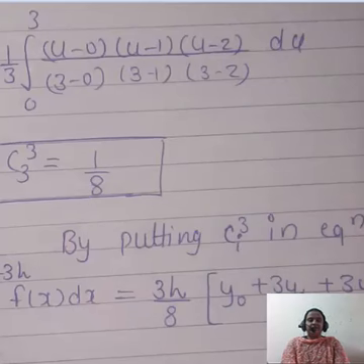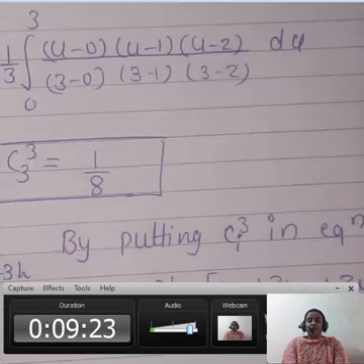Now we will find c_3^3. c_3^3 will be equal to 1/8. Putting in the values in the same formula, here this is L_3(u). Integrating this particular equation, we get c_3^3 equal to 1/8. By putting c_i^3, that is c_0^3, c_1^3, c_2^3 and c_3^3, in equation 1, we get the integration of f(x) dx from a to a plus 3h equal to 3h/8 times (y0 plus 3y1 plus 3y2 plus y3). This is Simpson's 3/8 rule. Thank you.